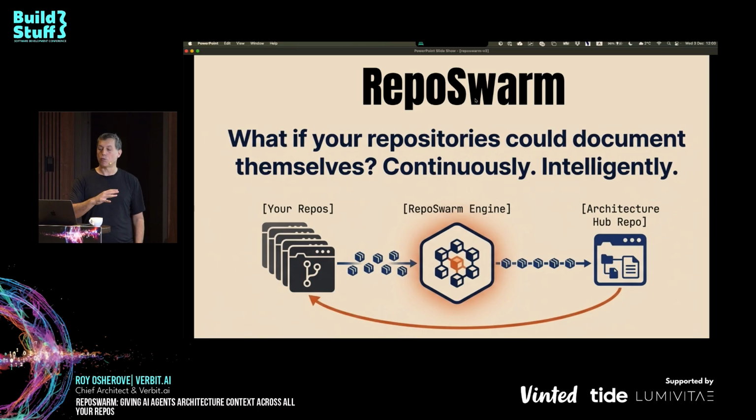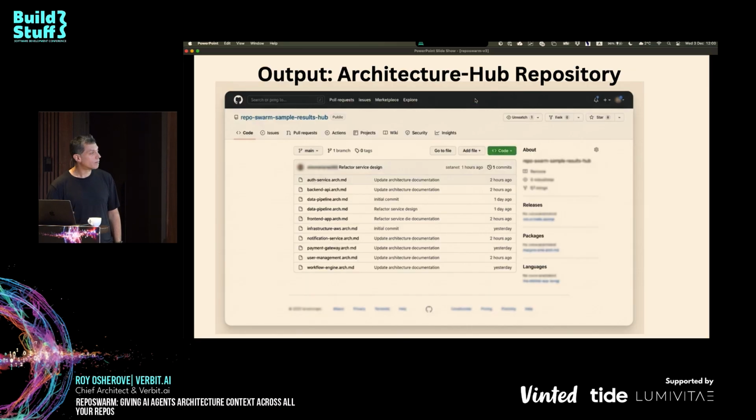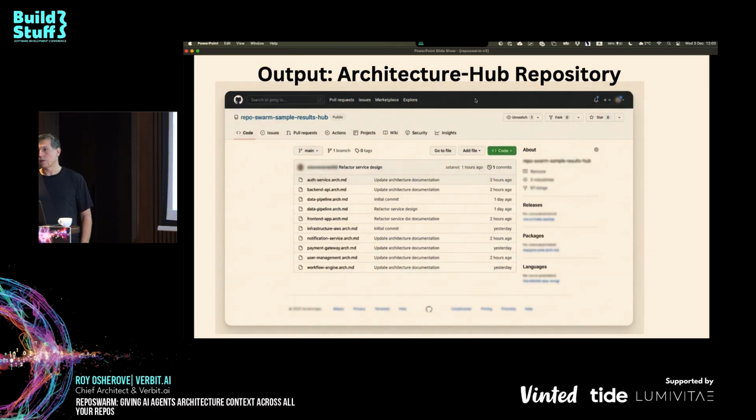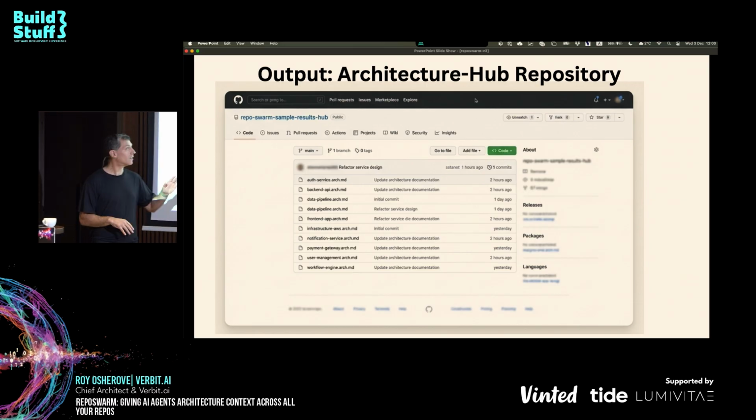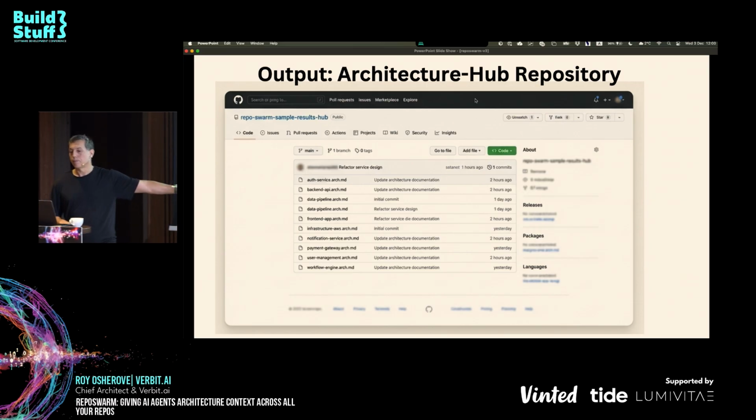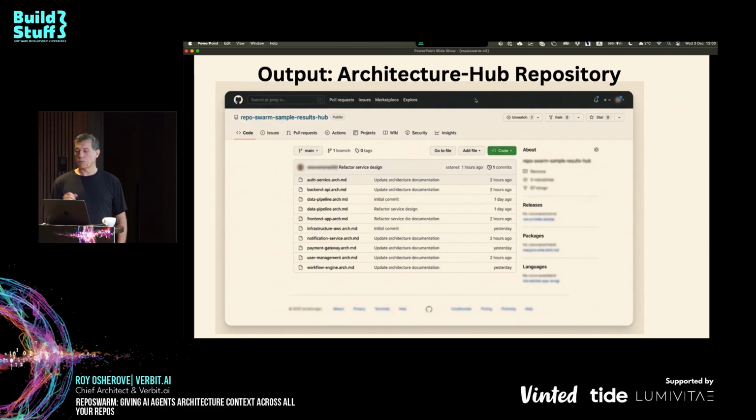The output of Repos Swarm is one repository. We call it Architecture Hub. You can call it whatever you want. And in that Architecture Hub, the only thing that exists are markdown files and some custom cursor commands. And each markdown file represents a single repository and all of the information you needed about that repository.